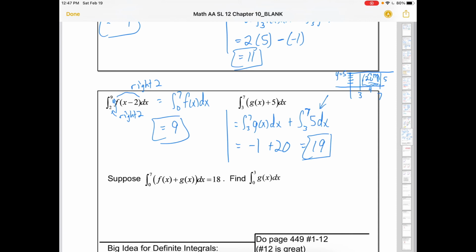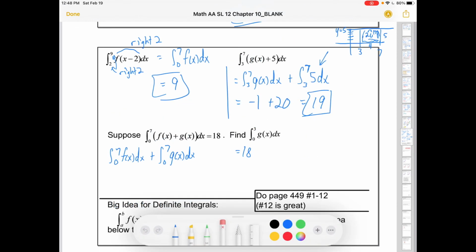All right, one last one. We've got a sum. We've got a weird boundary. I'm going to split this apart as 0 to 7 on f of x and 0 to 7 on g of x. And I know that that's equal to 18. That's kind of helpful, but I don't want the integral from 0 to 7 on g of x. One thing I can do, though, is rewrite the integral from 0 to 7 on g of x as the integral from 0 to 3, which I want, plus the integral from 3 to 7, which it turns out I know. And now we can plug and chug.